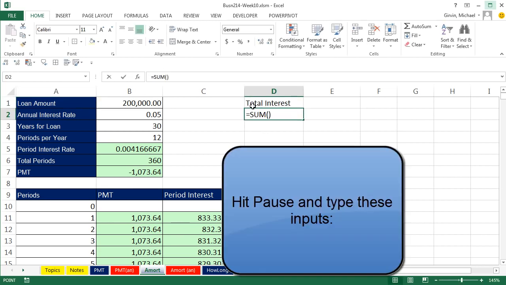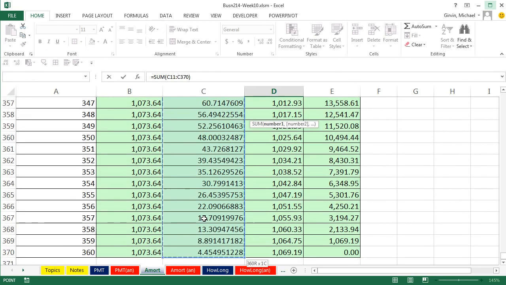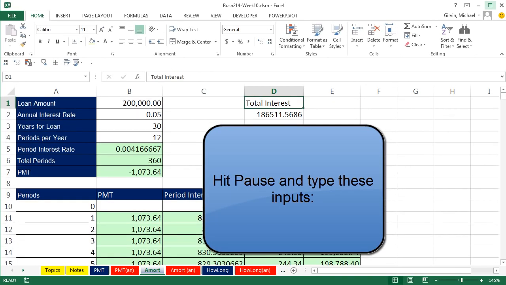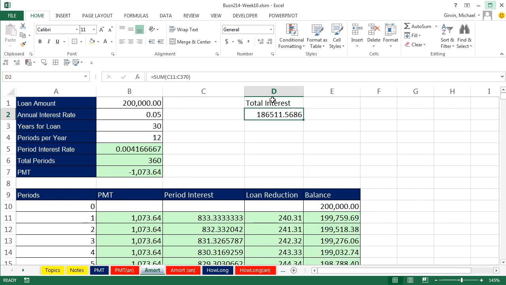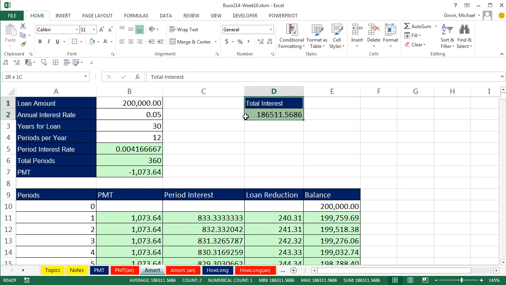And that would just be Alt equals for the sum function. Click in the first cell, Control Shift down arrow. Shift Enter to put the formula in the cell and push the cursor back up. I'm going to copy this formatting with my paintbrush. This one I'm going to use, I actually could have done the paintbrush there too. That's a lot of interest.